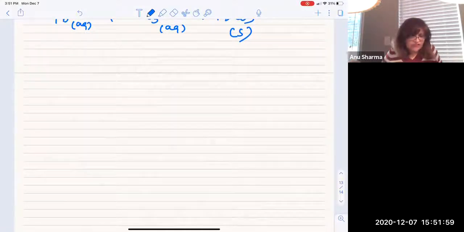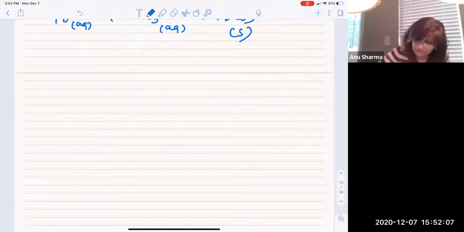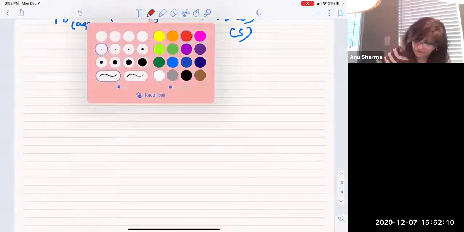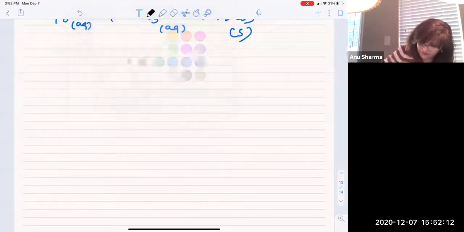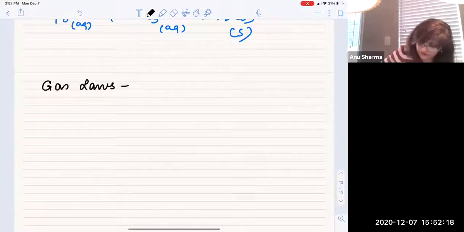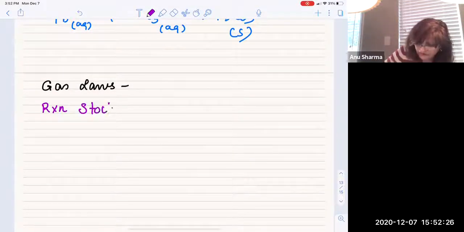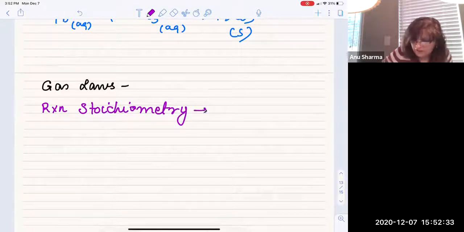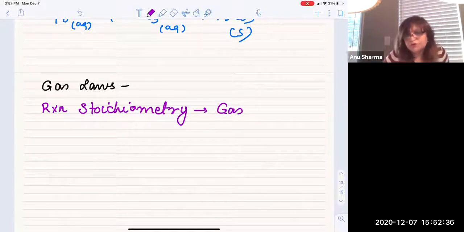Now, gas laws. Again, important is the reaction stoichiometry, gas stoichiometry, which is the same thing. I'm not going to repeat all of it, but I'm going to write down here what you need for the gas laws. So here you will be needing the reaction stoichiometry. The only difference is, like we did earlier for the HCl, it's going to be reaction stoichiometry. The only thing is a gas is being produced.